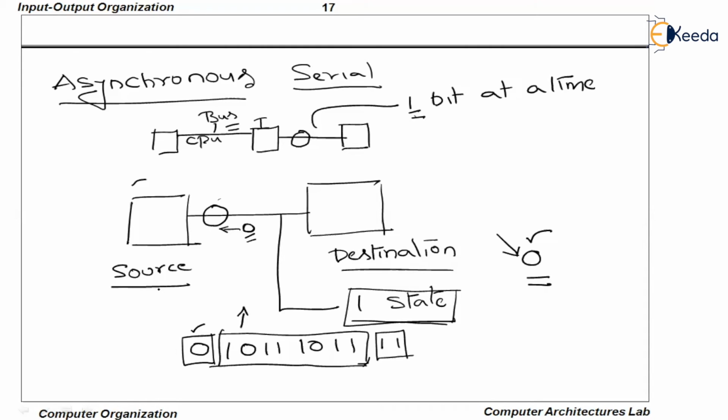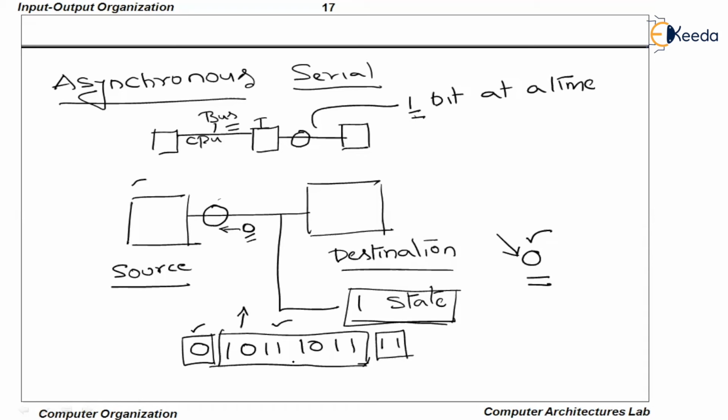So once again, when the source wants to send the data, this is the byte. This byte will be padded or packaged by using a 0 in the beginning and 2 ones in the ending. The destination doesn't respond to the ones. As long as this line is carrying ones, the destination understands that there is no transfer.